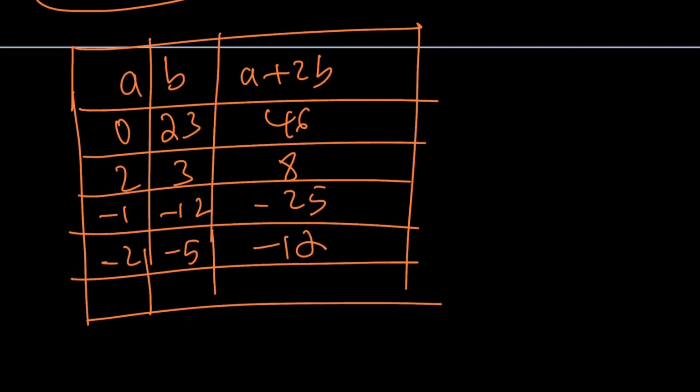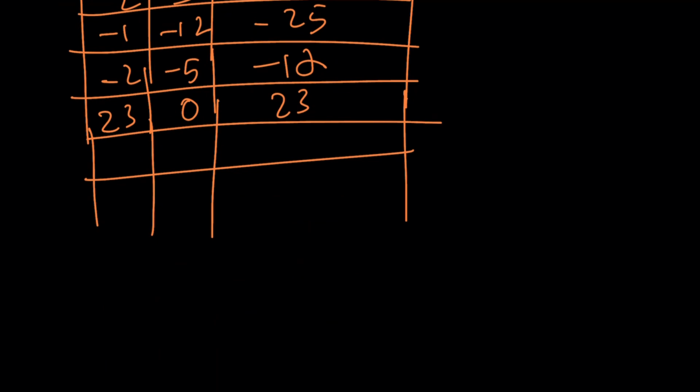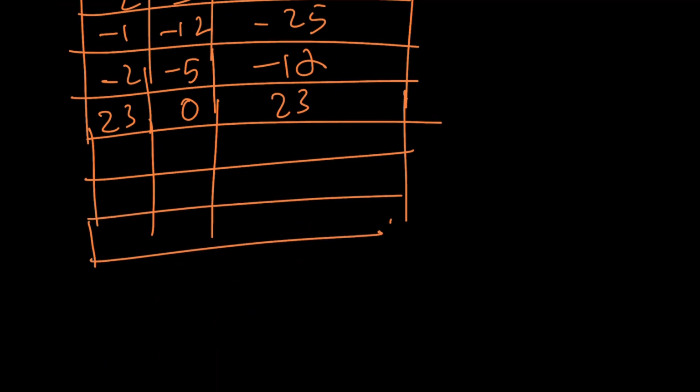Okay. So these are going to give me the values. What happens if they switch around? Obviously, you're going to get a different answer. Look at this. 23, 0 is going to give you a, 23 plus 0, which is 23. So you're going to get different values, yes? So we kind of need to keep doing this. But you get the idea. Hopefully, you can do this.